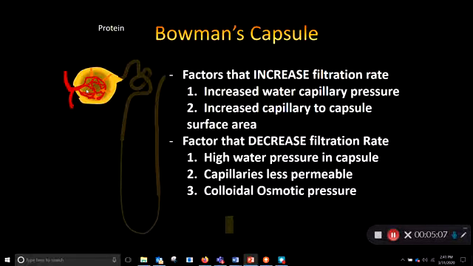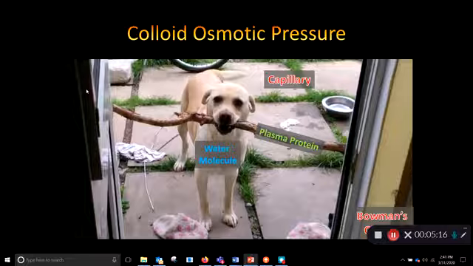To demonstrate a little bit better, I have a couple of examples. First off, a nice little photo of this poor little pupper trying to get his stick through the door. That stick's just too darn big. If we were to relate it to our little nephron, the stick would be a plasma protein, the dog would be the water molecule, the outside's the capillary, and inside's the Bowman's capsule.